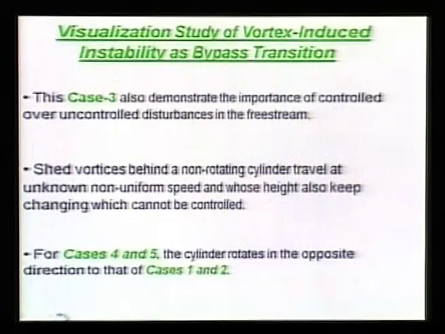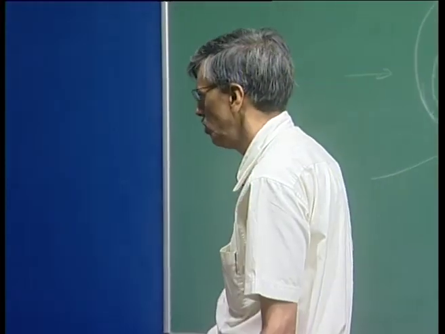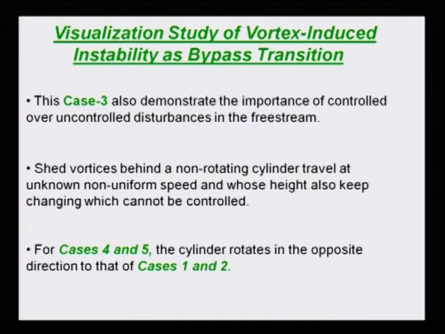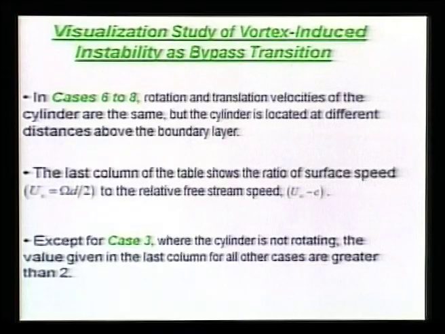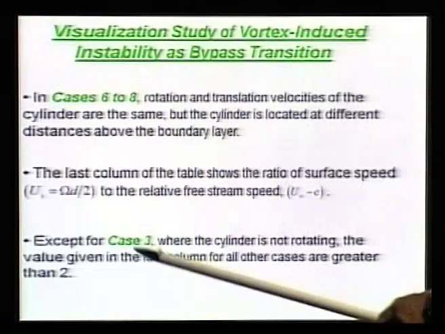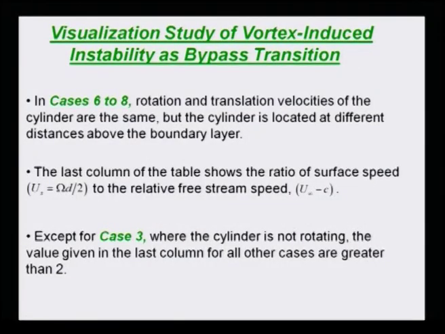In cases 4 and 5, we rotated the cylinder in the opposite direction to what we reported in cases 1 and 2. So if in cases 1 and 2 we have a positive vortex, for cases 4 and 5 it is a negative vortex that we are looking at. And the last 3 cases were, of course, again for positive vortices, but the cylinders were located at different heights above the boundary layer. We have talked about this: except for case 3, this ratio is kept greater than 2, so we ensured that there were no shed vortices.